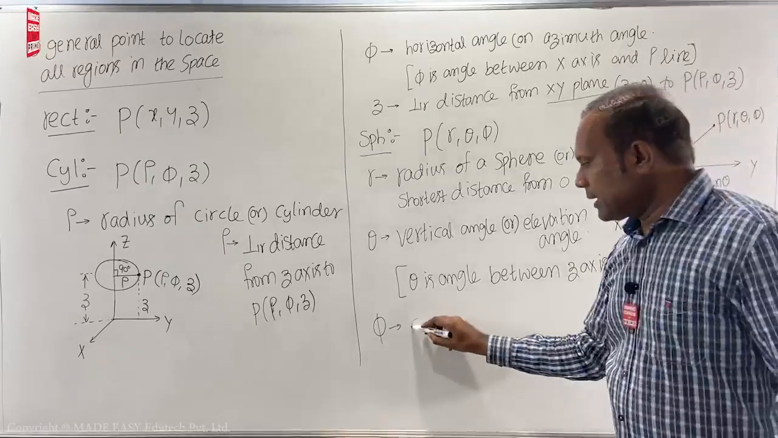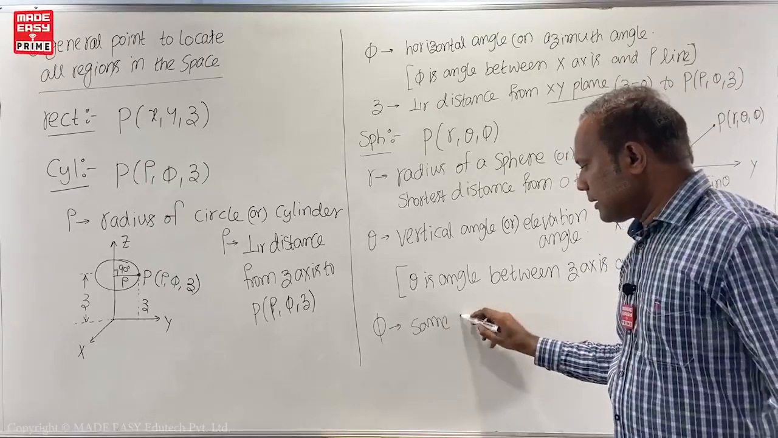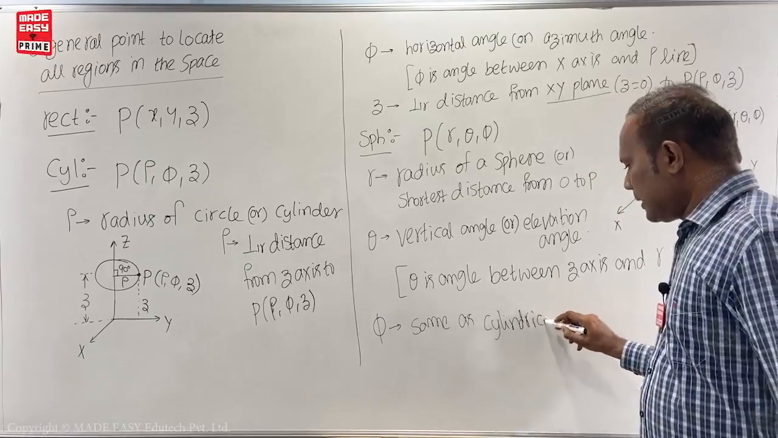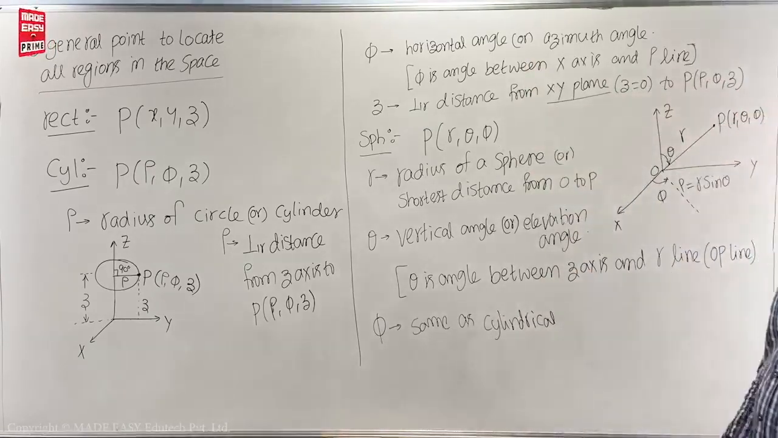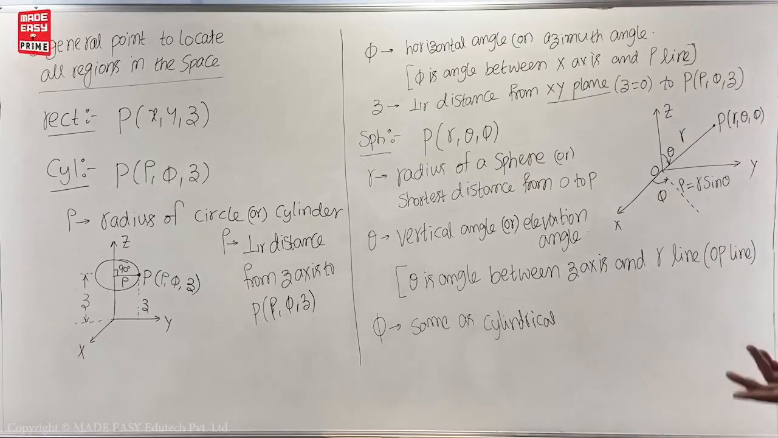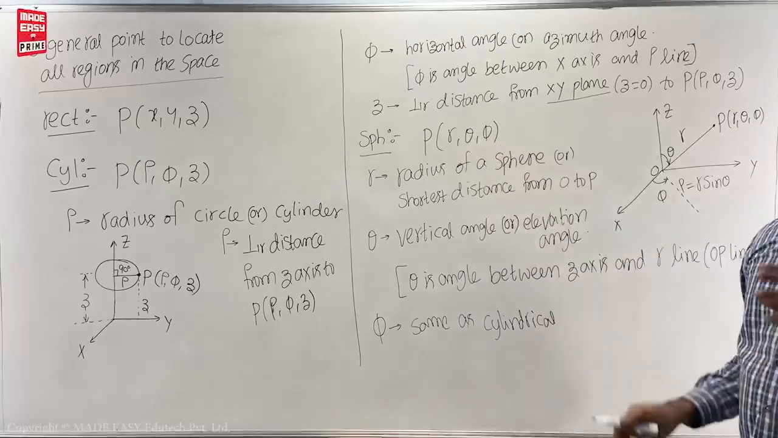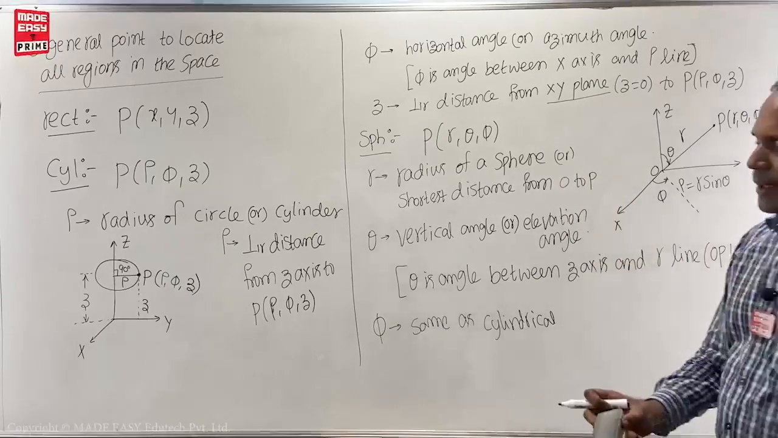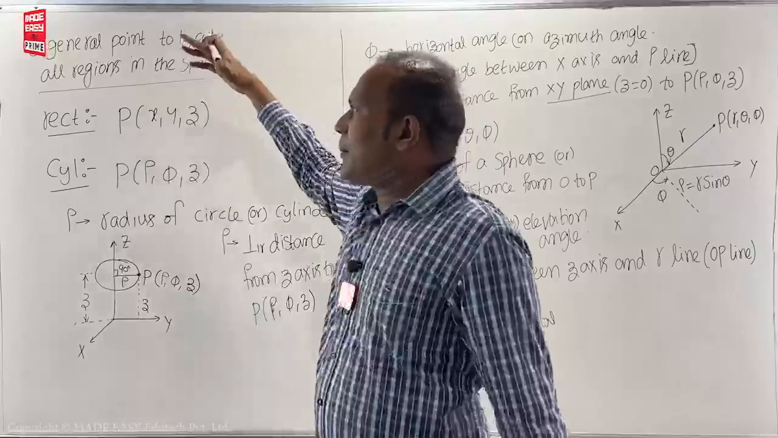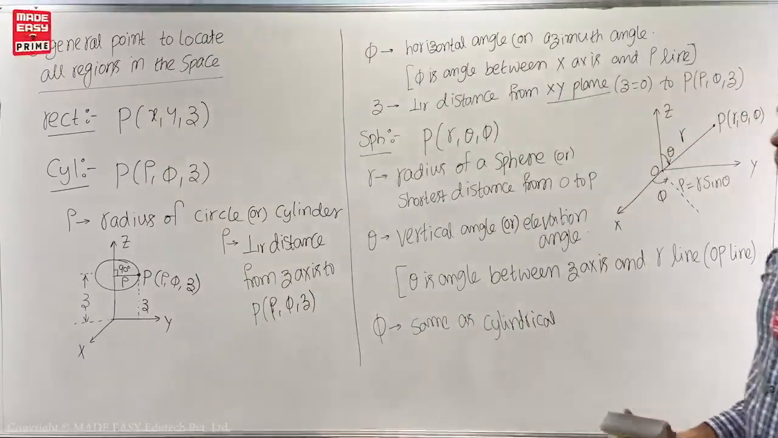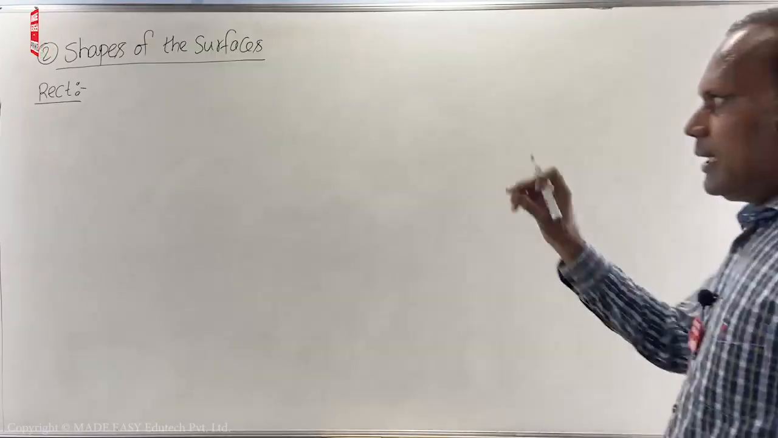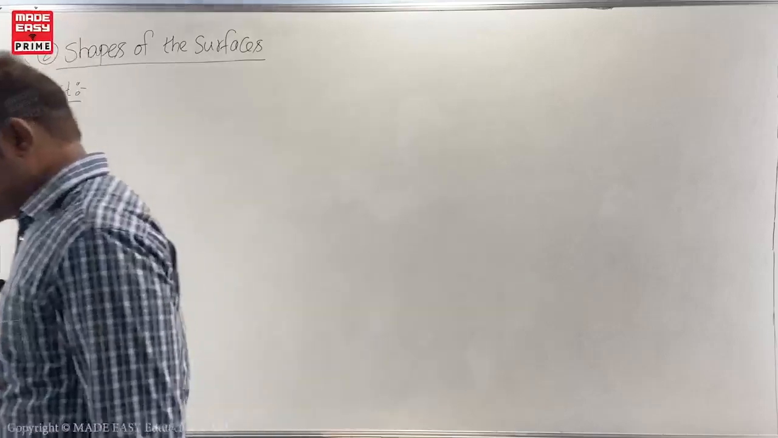So this phi is the same as in the cylindrical system. I will be explaining how to change r, theta, phi, all those things, don't worry. This is one point we have discussed. Now the next point we will discuss is what are the shapes of the surfaces. Now let us see the shapes of the surfaces.